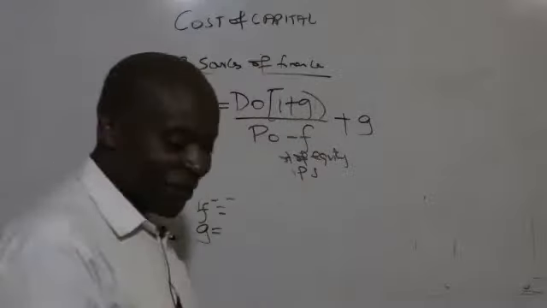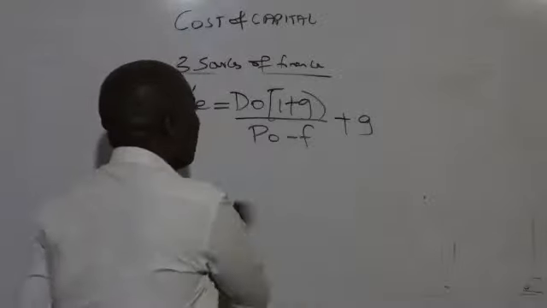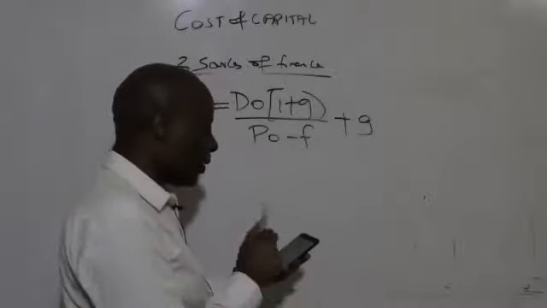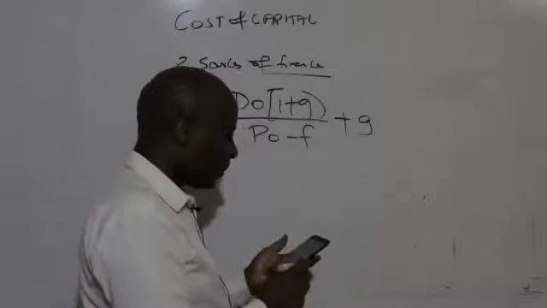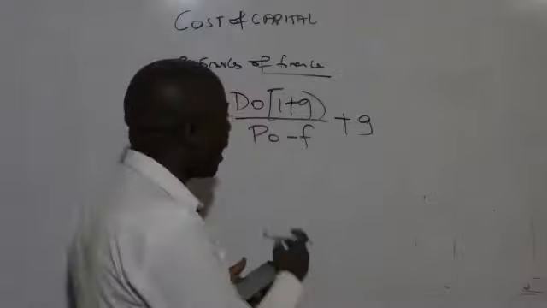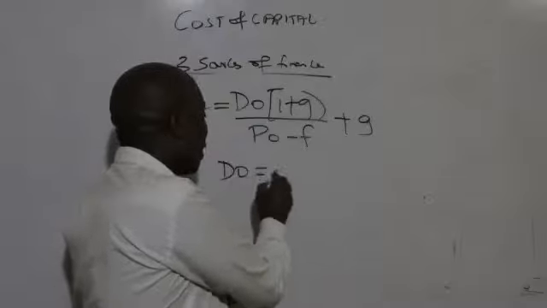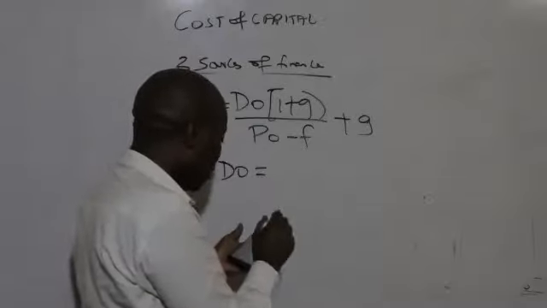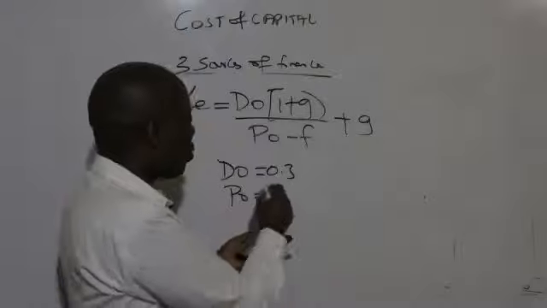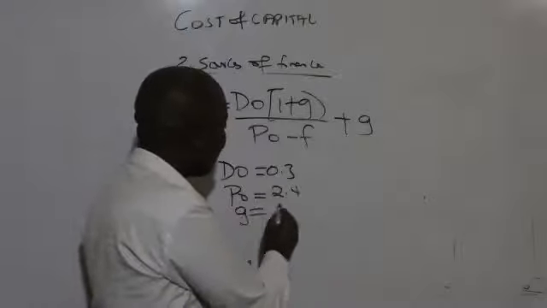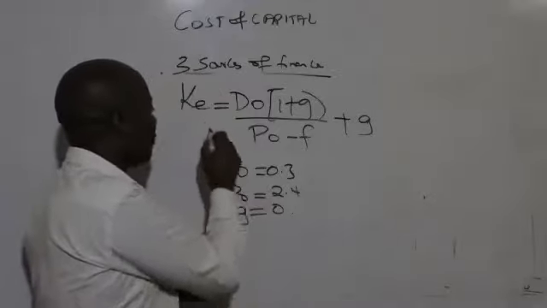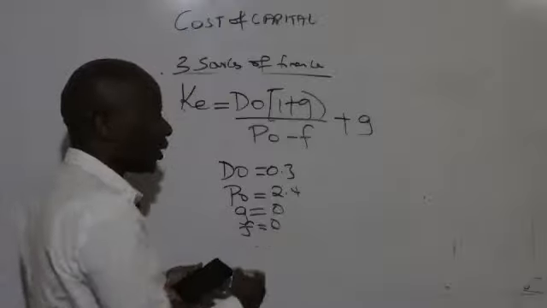So here we are, ladies and gentlemen. We are told here the D0. D0 means dividend already paid. They are telling us that a constant dividend of shilling 0.3 per share has just been paid. So D0 is 0.3 here. And the current market price per share is 2.4. They have not mentioned anything to do with growth rate, and nothing to do with the flotation cost. Flotation cost is 0.